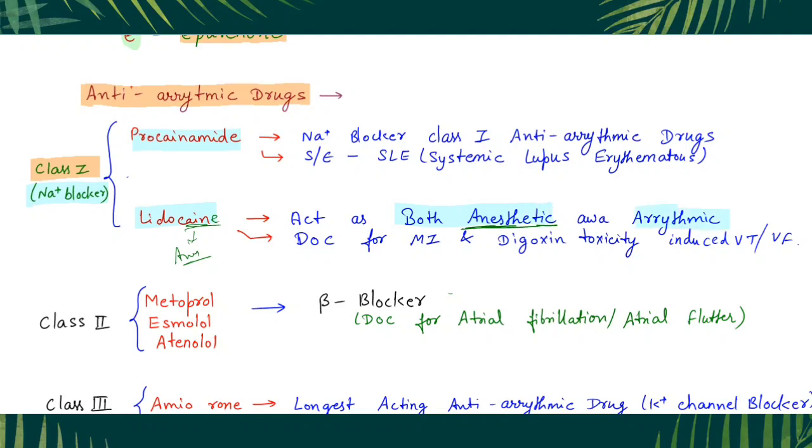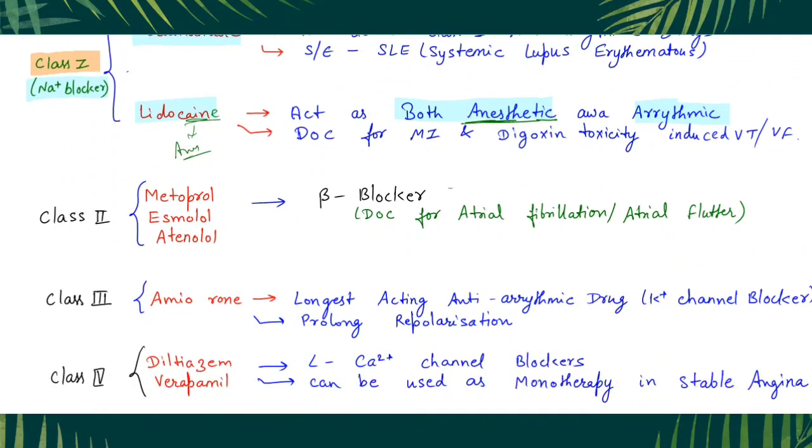What are other examples of local anesthetics? Remember procaine, lidocaine, mevocaine. Procaine causes maximum allergy. So lidocaine, procaine, mevocaine, bupivacaine, all the drugs ending with "caine" are local anesthetics. Now class 2, these are the beta blockers.